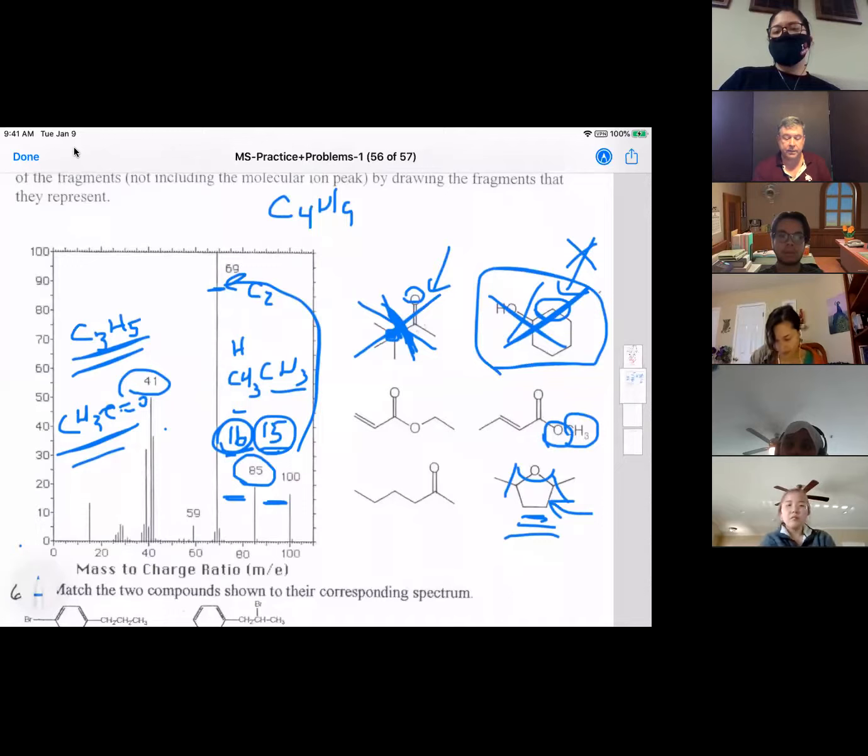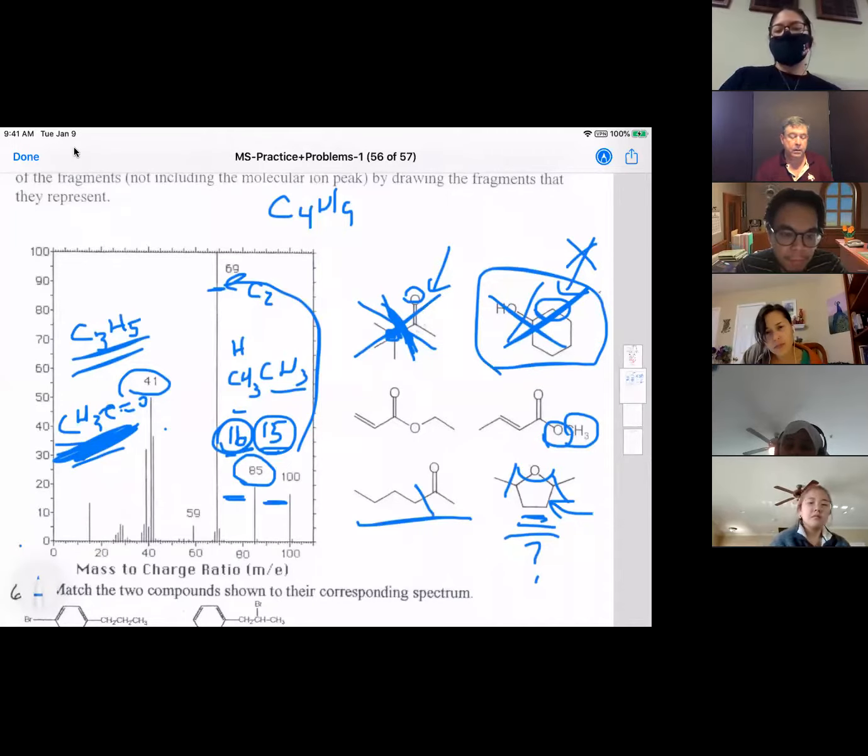Okay, so this is a maybe. Let's look at this one right here. We have this fragment here as a major fragment, so that would be breaking it here. We could also have it as a C3, so let's see, cleavage here would be a 15, cleavage here would be a 16, cleavage here because of the heteroatom would give us a fragment there as well.